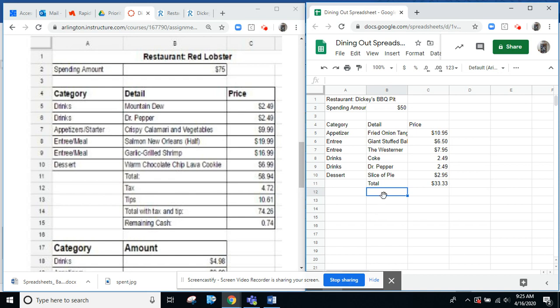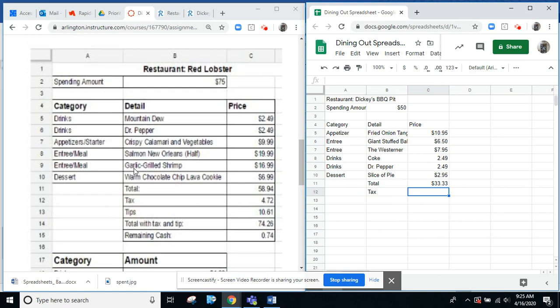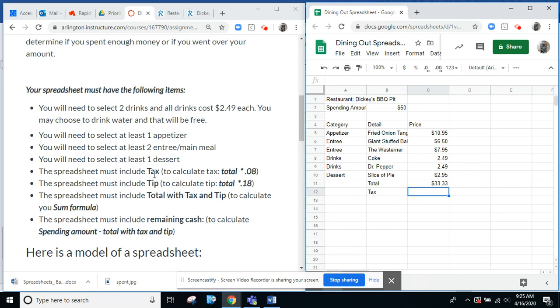So right here in the next cell, we are going to type Tax. And to figure out the tax, we're going to use a formula. If you'll go back to Canvas, the spreadsheet will include tax, and this is the formula we're going to use. So we'll do equals your total amount, which for me is cell C11, times, which you get by hitting Shift and 8, 0.08. And that's our tax.